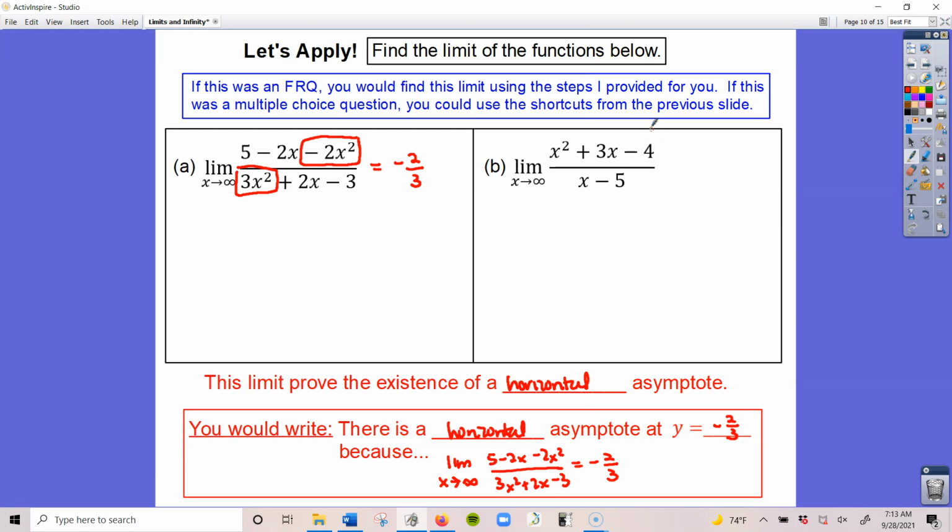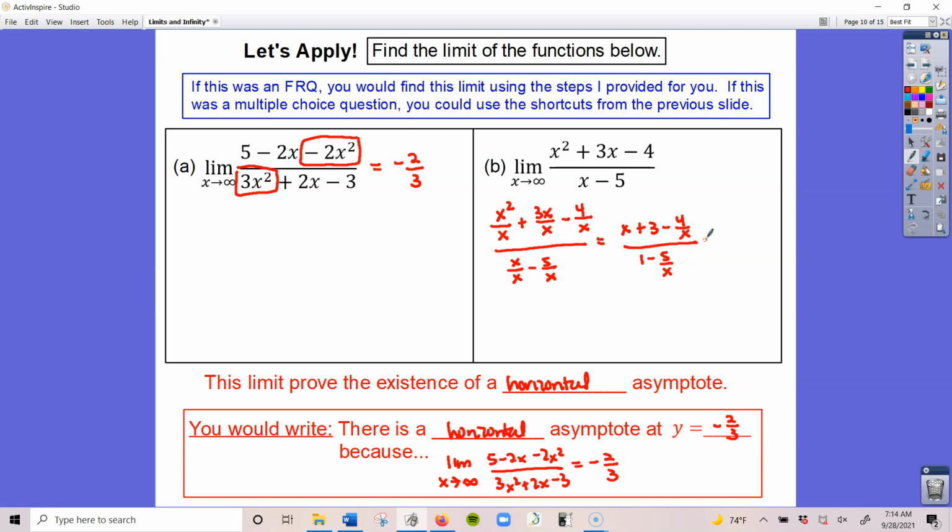Now let's use the previous method, the proper method, of finding the horizontal asymptote for this question. We look at the highest degree of the denominator, which is x, and we're going to divide every single term by x. So x squared over x plus 3x over x minus 4 over x, all over x minus 5 over x. Now we simplify. x squared over x is x, plus 3 minus 4 over x, over 1 minus 5 over x.